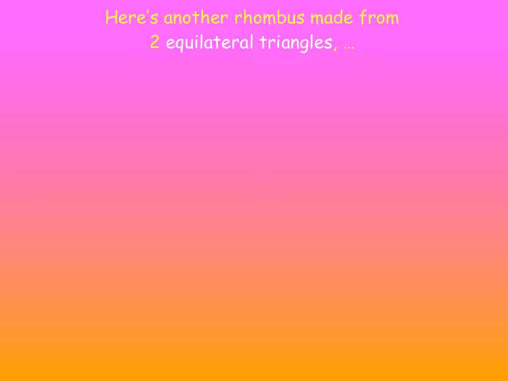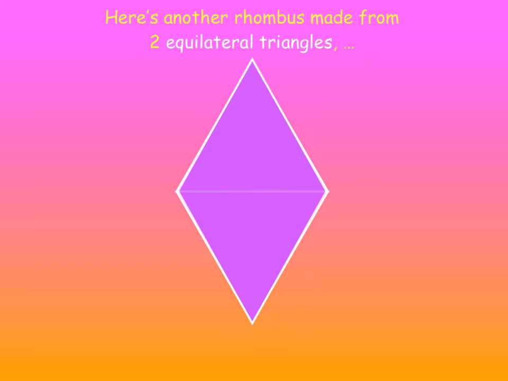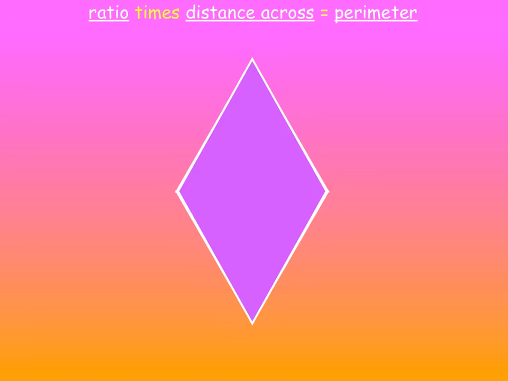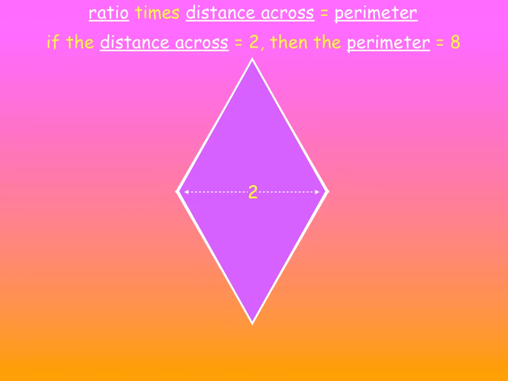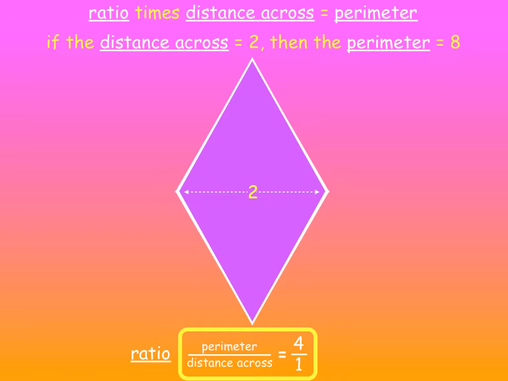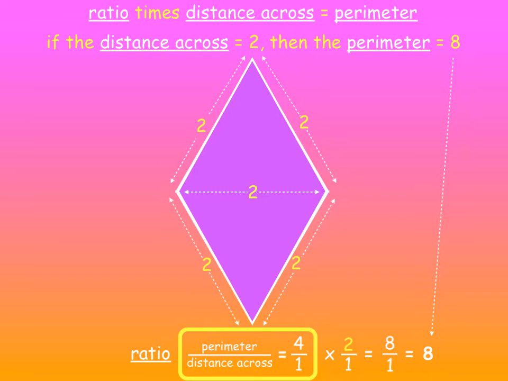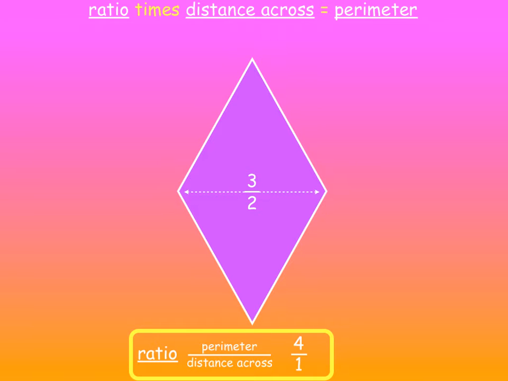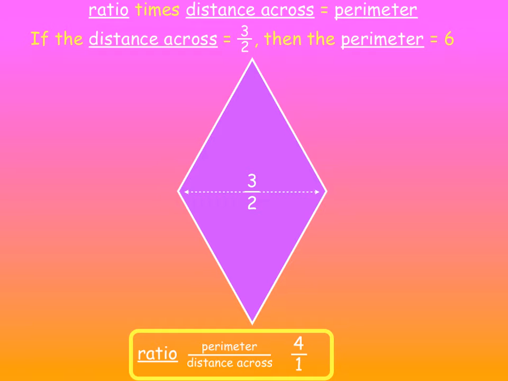Here's another rhombus made from two equilateral triangles. The ratio times the distance across will give us the perimeter. If the distance across is 2, here's our ratio. Perimeter to the distance across, the ratio is 4 to 1. Then we can multiply, and the perimeter of the rhombus must be 8 units. And it is. If the distance across is 3 halves, then the perimeter, well, let's do our multiplying and find out what that has to be. 12 halves, that reduces to 6. So the perimeter must be 6.